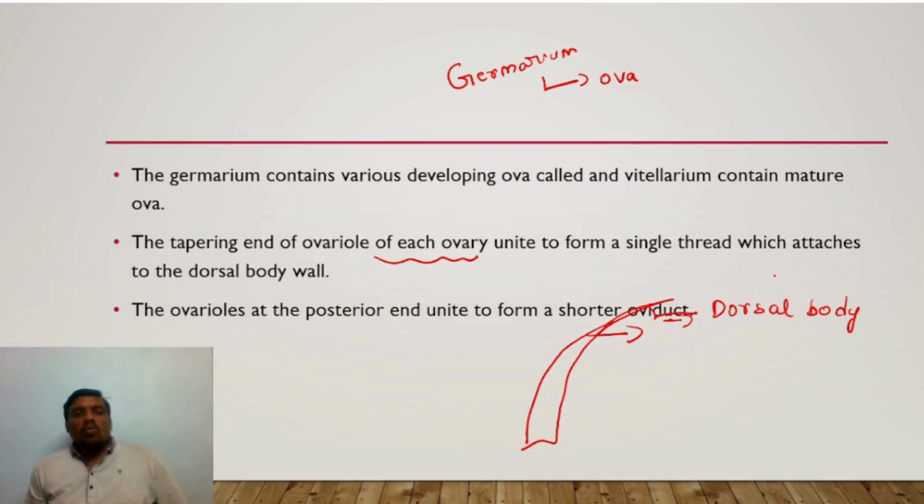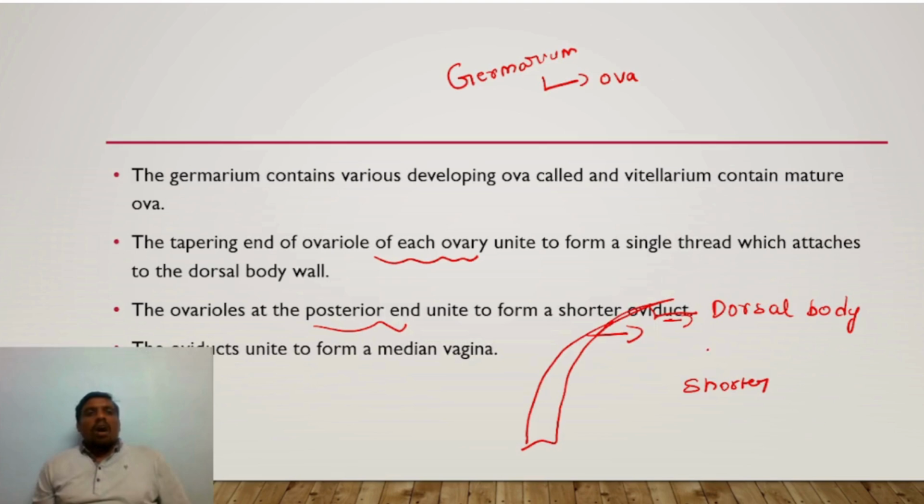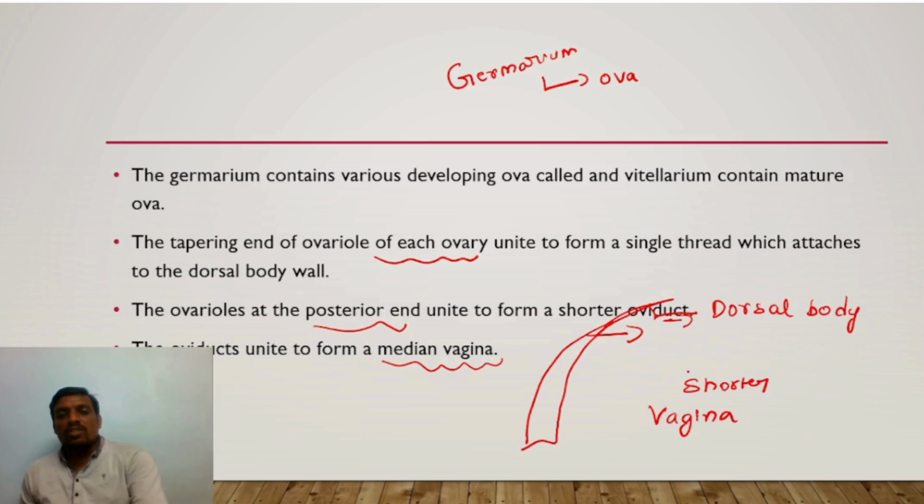Now, the oviducts at the posterior end unite to form a shorter oviduct. All oviducts unite to form the median vagina. The presence of the vagina is the female opening. We can say that it is the female opening.